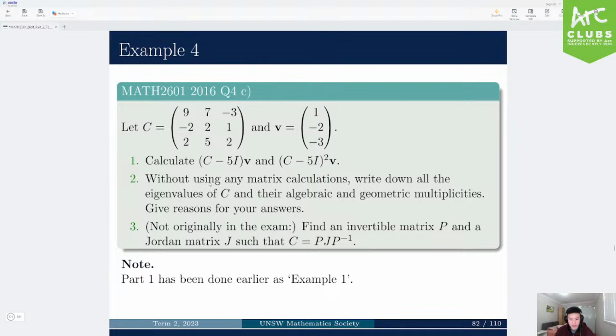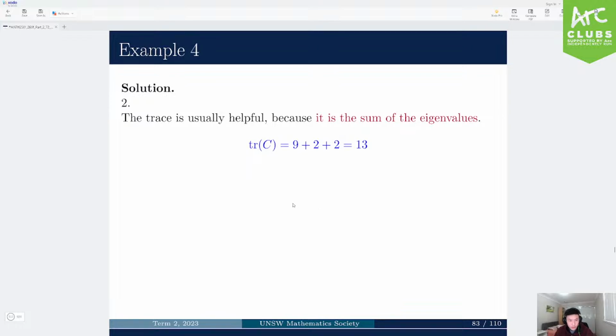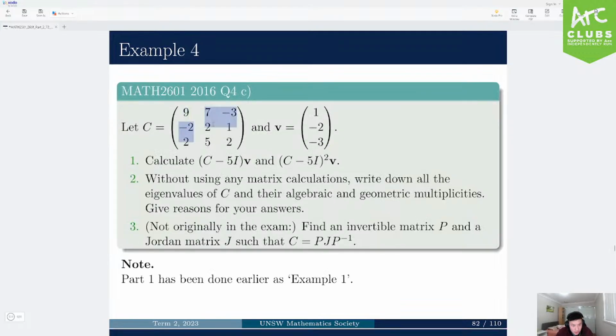Part 1 was actually done as a previous example, in example 1. So if you want a more thorough work through, just go back to the recording where we went through example 1. For part 2, we actually want to look at the trace of the matrix, because that's going to tell us the sum of the eigenvalues. The trace, we just sum up the diagonal elements: 9 plus 2 plus 2, which is going to be 13.